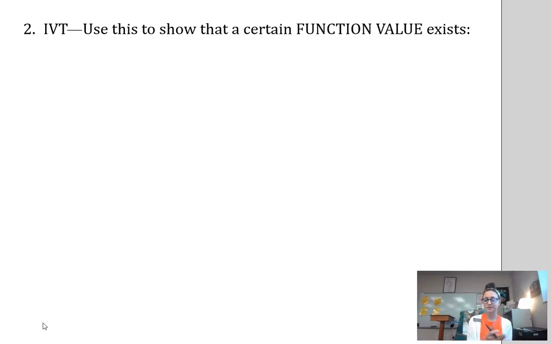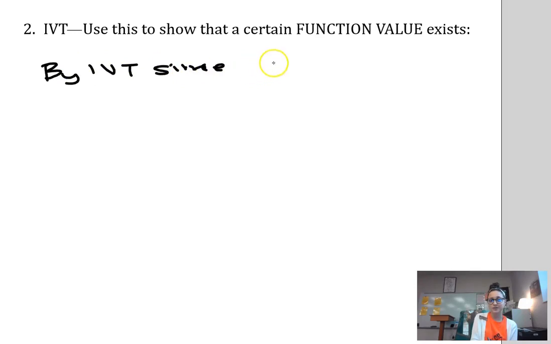Sometimes this will be a yes or no question. So if you need to say yes, then you need to state the theorem you're using. So by IVT, since, then you need to say why you can use IVT. I'm going to use f, but whatever your function is called. So since f is continuous, and then we're going to show the math.